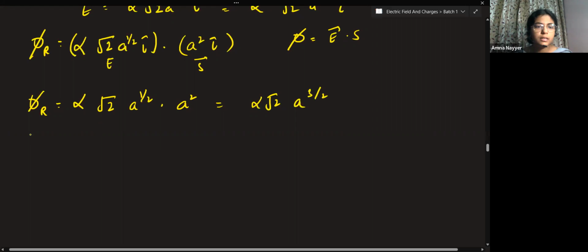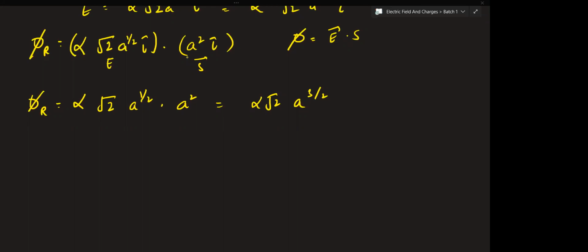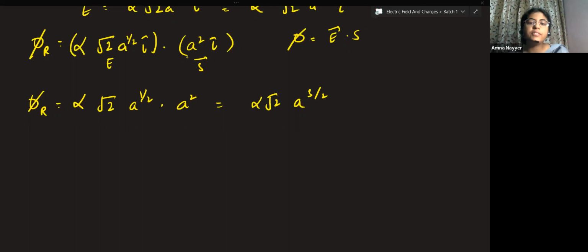Now see, this is for the right hand side face. Now we have to calculate it for the left hand side face. Shravya? No, ma'am, I just gave the answer for the left hand face. Okay, for the left hand face, minus alpha root 2a to the power 3 by 2. Yes, it is correct.